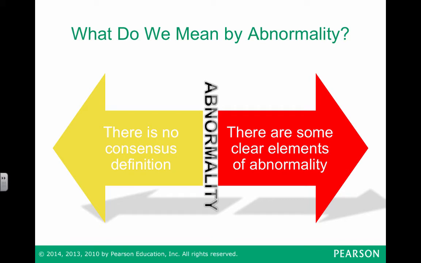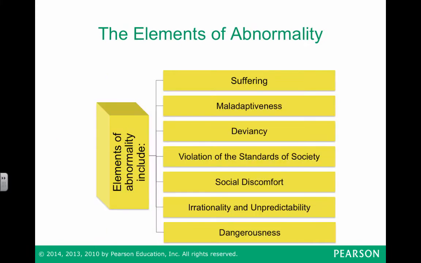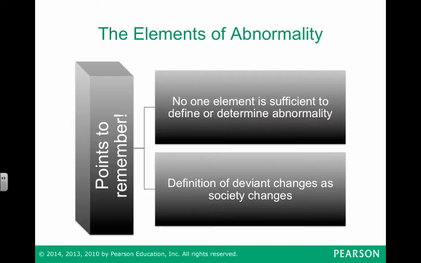First, what do we mean by abnormality? It's important to realize that there's no consensus definition of abnormality. However, there are some clear elements that will signal that there may be some abnormal behavior. The elements of abnormality include suffering, maladaptiveness, deviancy, violation of the standards of society, social discomfort, irrationality and unpredictability, and dangerousness of the behavior. Now, some things to remember.